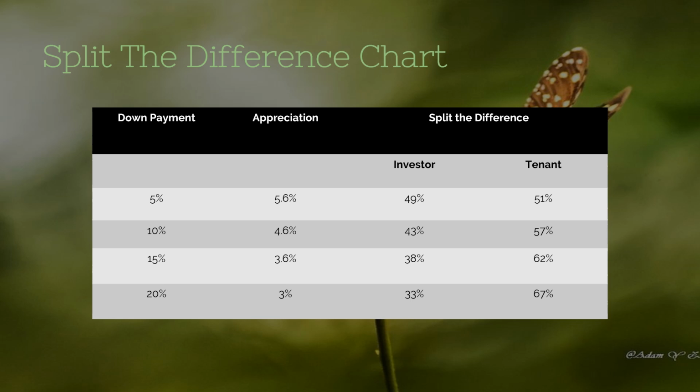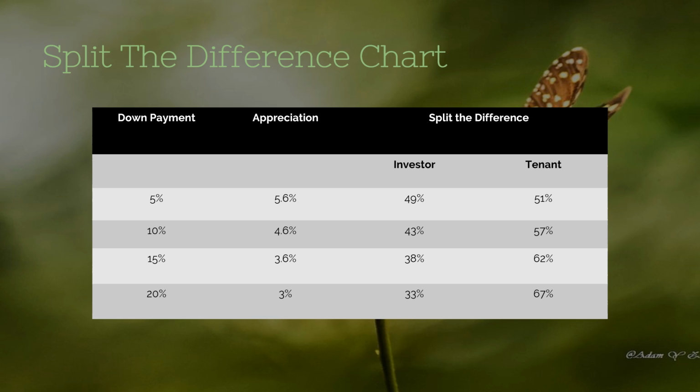The bigger the down payment, the bigger the option money they are giving upfront, the lower the risk. If they pay, for example, a 5% down payment, the appreciation is around 5.6%. If they pay 10% down, the appreciation is reduced to 4.6%. And if they pay 15% or 20%, it's reduced to 3%. So there's a scale with which we work.